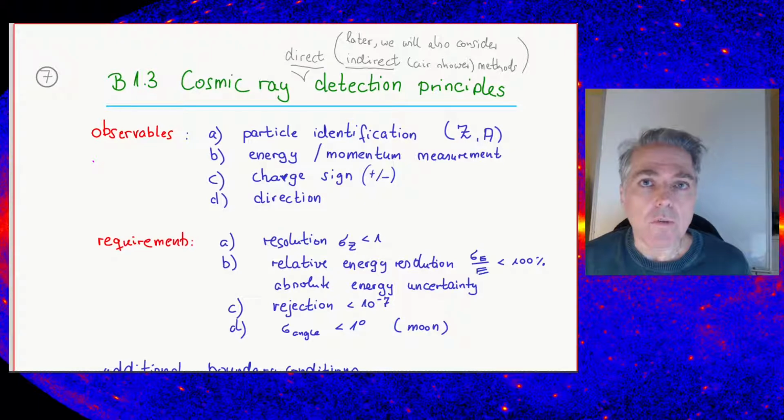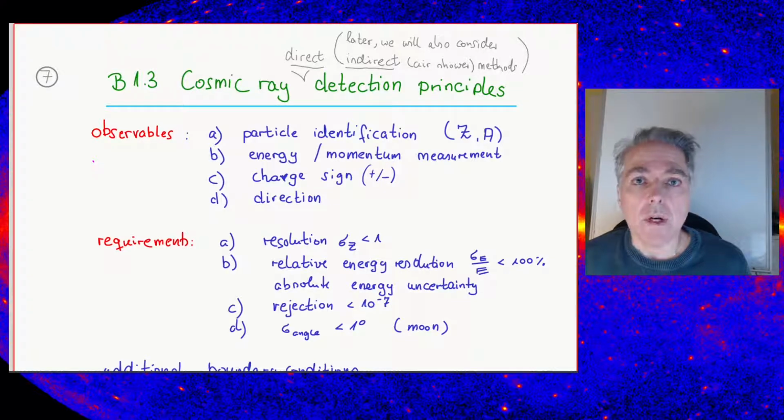So the first thing that we are interested to measure is the particle's identification. That is, we would like to know, is it a heavy nucleus, is it a light nucleus? And in the best of all worlds, we would be able to distinguish individual species and even distinguish between isotopes. The second thing that we are interested to measure is the energy, for example, the energy spectrum, either of a single species or of the all-particle spectrum.